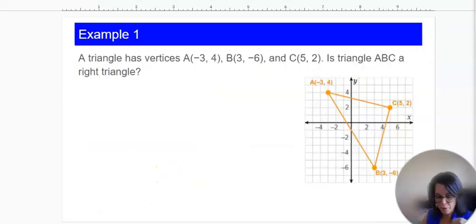Let's look at an example together and then learn from this example. So we're given a triangle with vertices. That's the corners of the triangle, vertices. That's plural for vertex. Point A, point B, and point C. So this is already graphed for you.